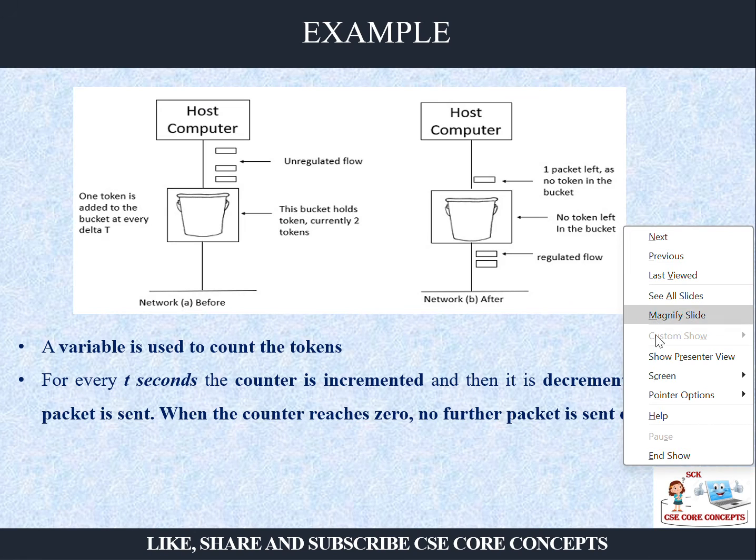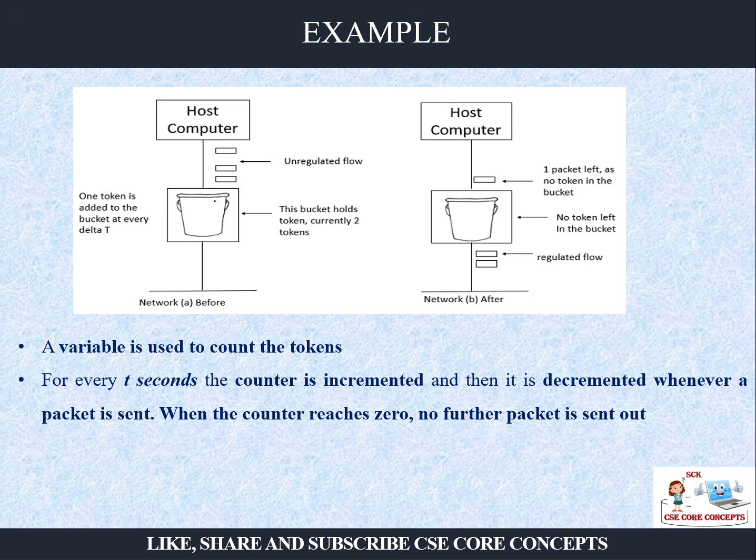Let us see that this is a bucket. Assume this is a bucket having some capacity. This is the host computer which is sending multiple packets, going on sending packets. So it is an unregulated flow, meaning you do not have any regulation on how many packets the source is generating per minute or per second. This bucket currently has only 2 tokens.